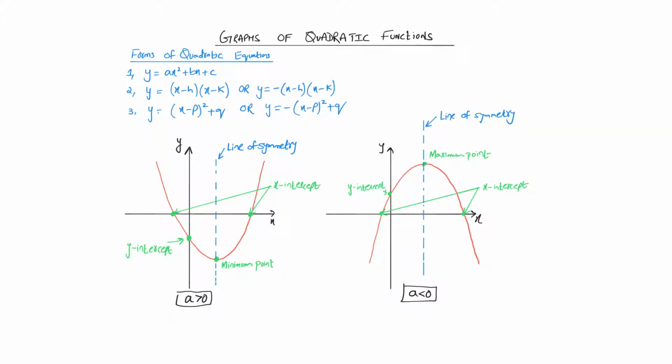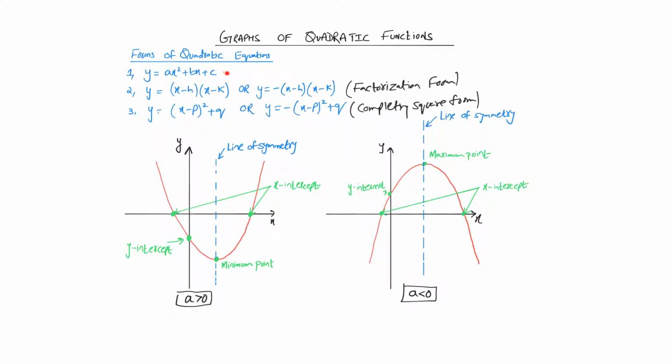So the third form, this is the factorization form, and this is the completing square form. In a completing square form, as you can observe over here, the general equation can be written as y equals (x minus p) the whole thing squared plus q, or y equals minus (x minus p) the whole thing squared plus q, where p and q are the coordinates of the turning point.